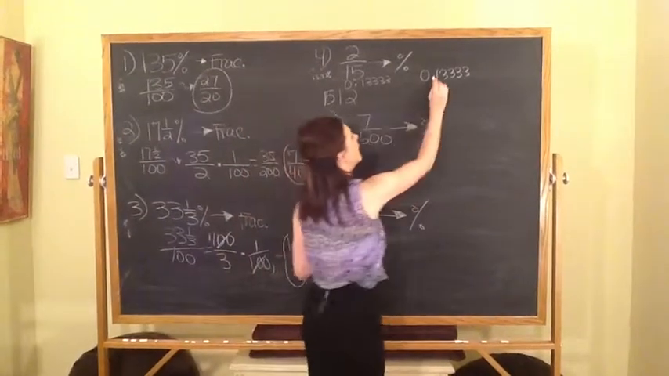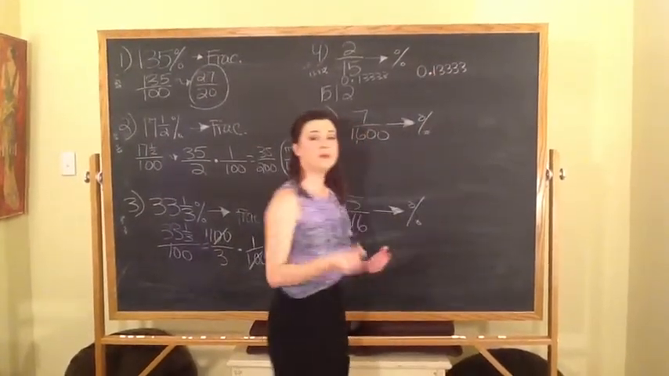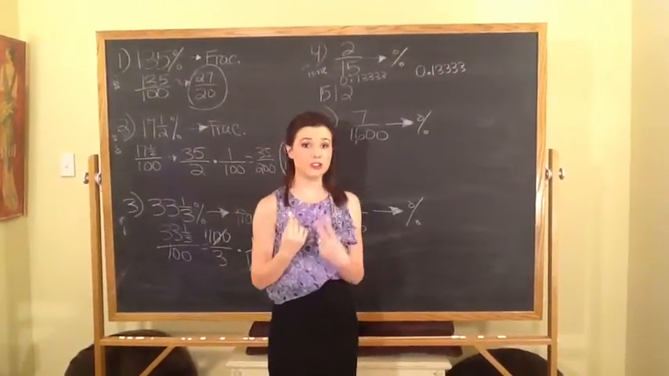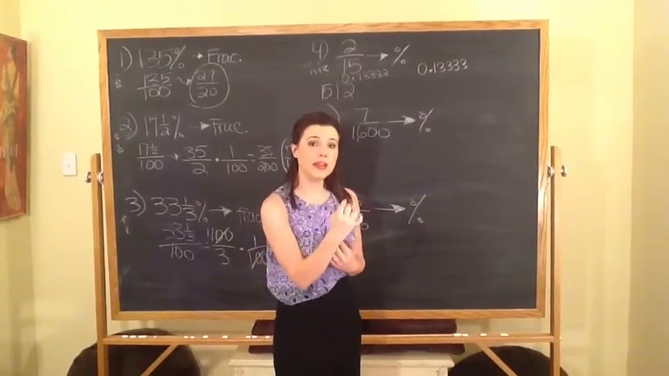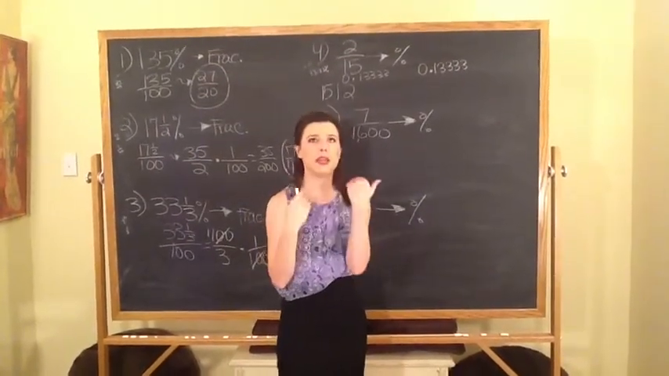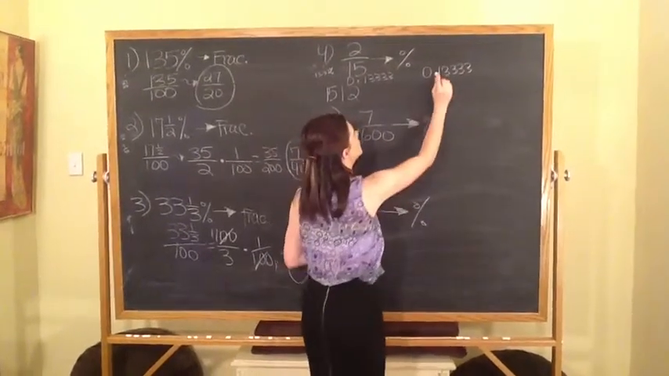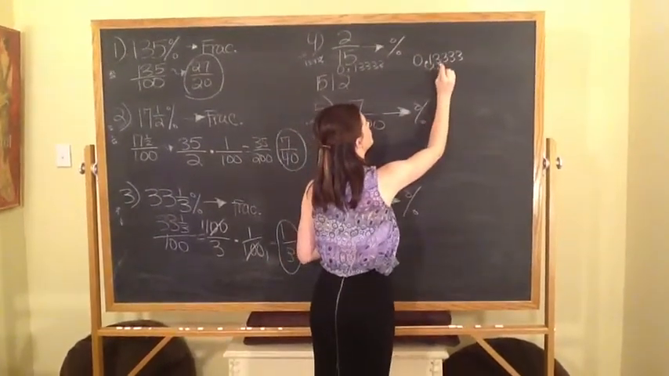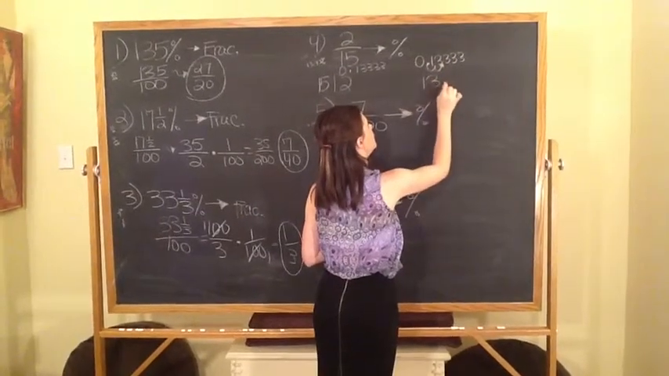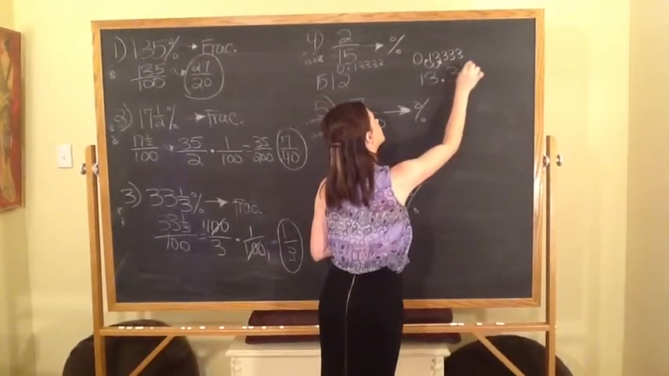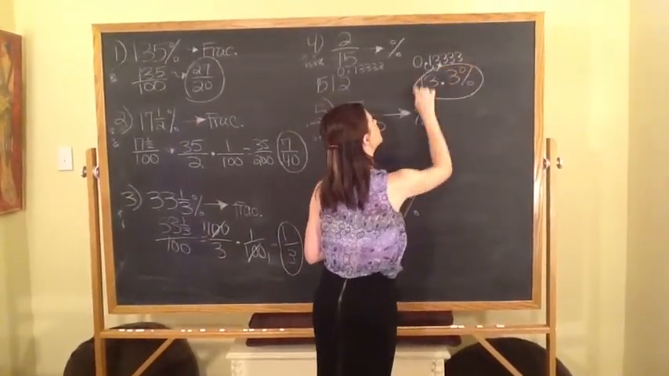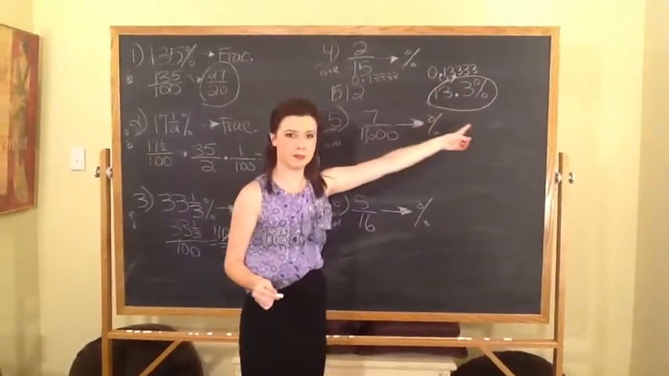So in order to do that, I'm going to take my decimal and move it 2 places, always 2 places to the right towards the percent sign, because I want it to be a percent. I'm going to move it 2 places this way, and we're going to have 13.3%. So as soon as I moved my decimal, it made it a percent.